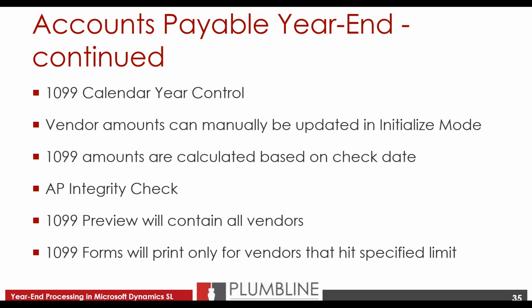Now in AP, we have a 1099 preview report and also a 1099 forms report. The two differ in that the 1099 preview report is going to show you all vendors that are marked as a 1099 vendor. It does not care about the amounts paid to them. The 1099 forms report, though, is only going to print for those vendors that have hit the limit and require a form to be printed for them.